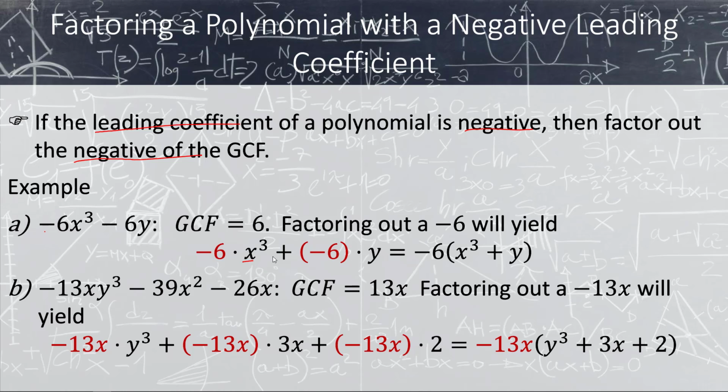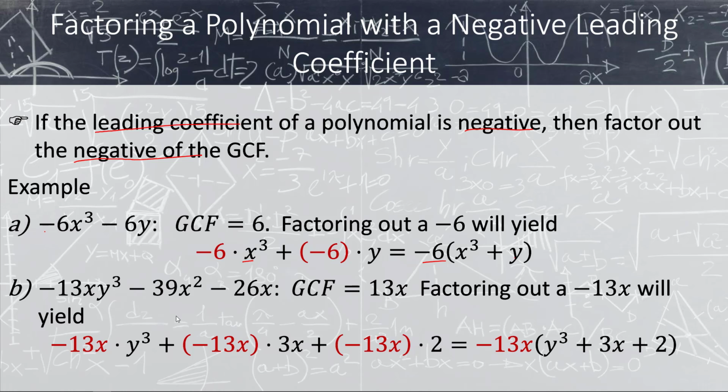Now we can factor out the negative 6. Here it is, and here is our x cubed plus y. Can the original polynomial be recovered from this? And the answer is yes. Negative 6 times x cubed using the distributive property is negative 6x cubed. Negative 6 times y using the distributive property is negative 6y.